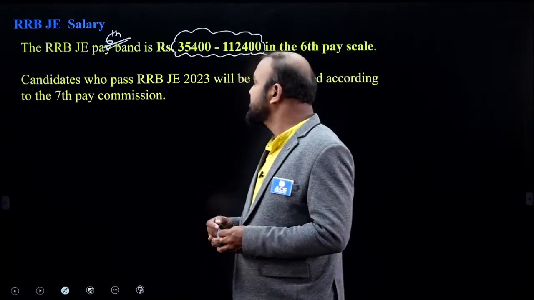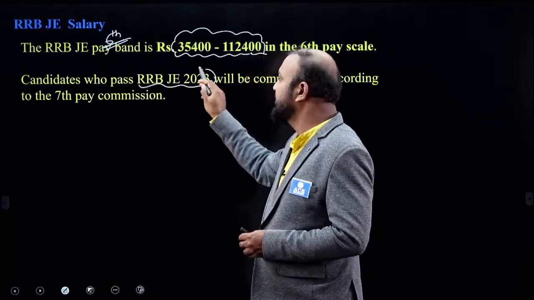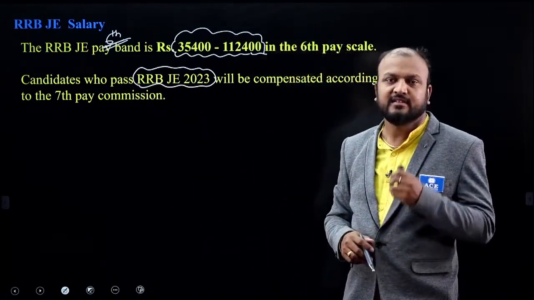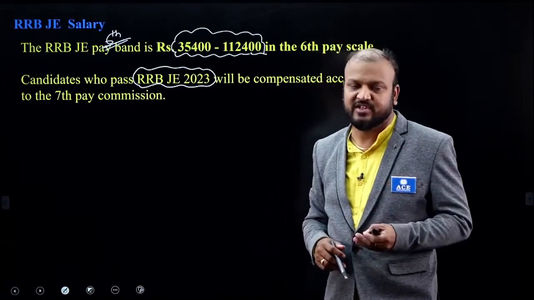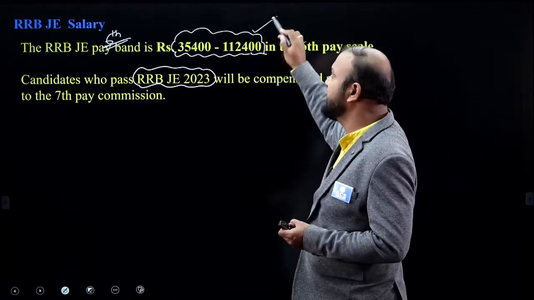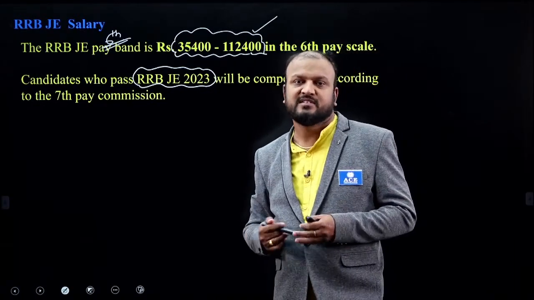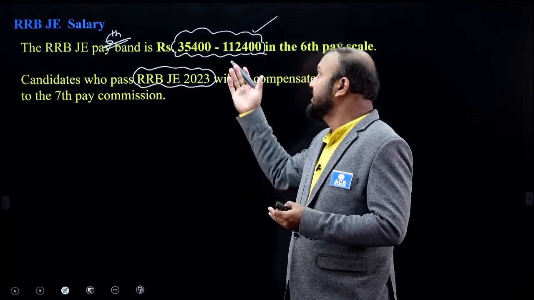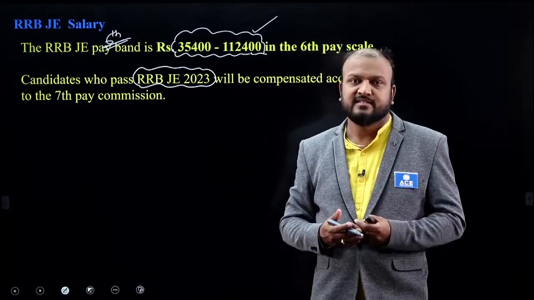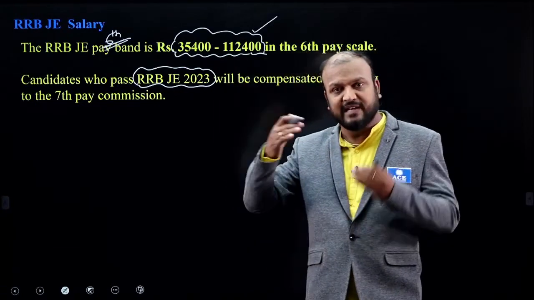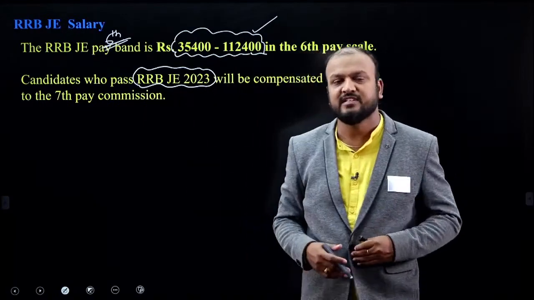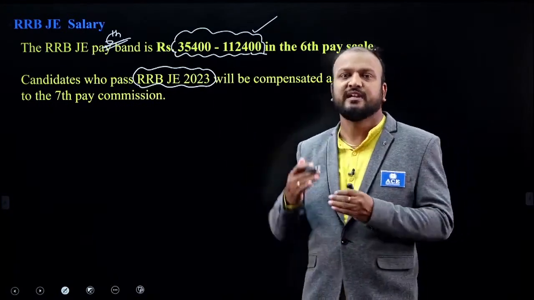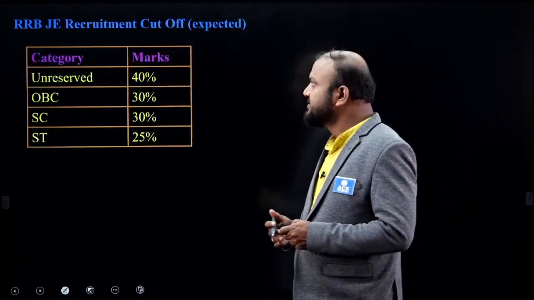And for the candidates who are going to appear for RRB JE 2023, because the 7th pay commission already came, it is proposed that they will be given the 7th pay commission. With the 7th pay commission, this salary will be somewhat more. So if you join RRB JE at an early age, you are going to get very good salaries by the time of retirement, after 30 to 40 years of service. You can have very good salaries and very good promotions, and you will go to the higher levels.